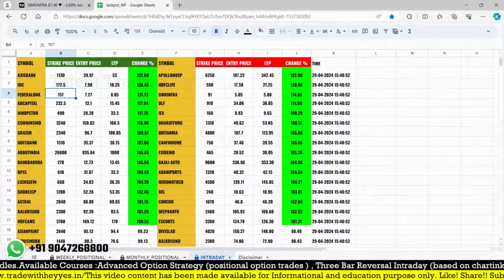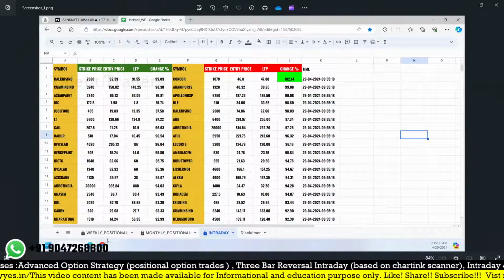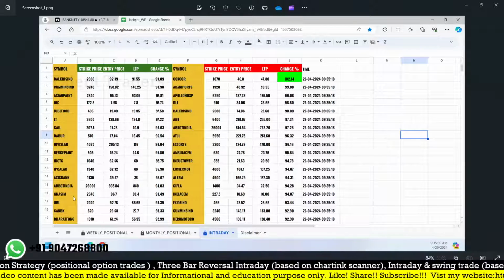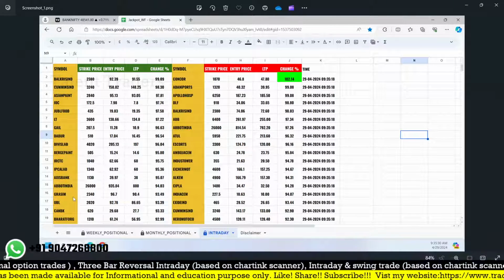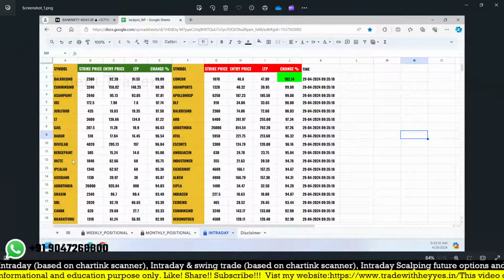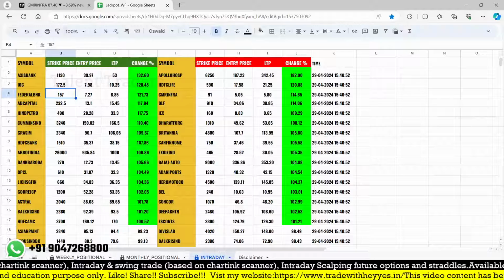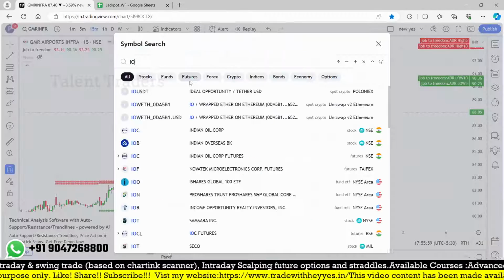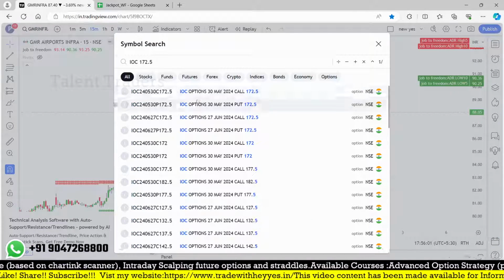Federal Bank was not in the list around 9:30, but it came in. It depends on the market movement; stocks will come into the top places. But at 9:30 I'm going for a few stocks, 172.5 of IOC. Here, the IOC 172.5 call option.